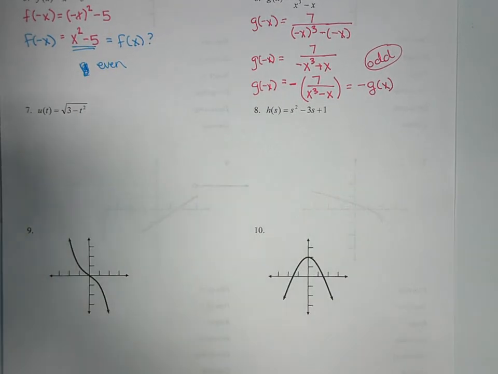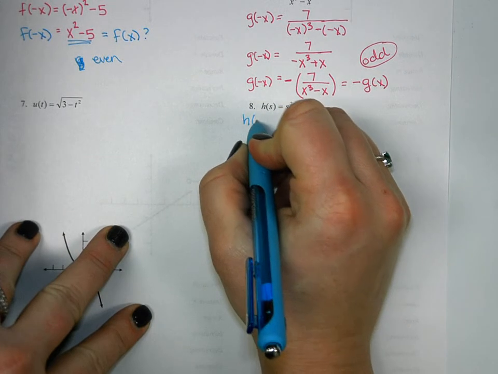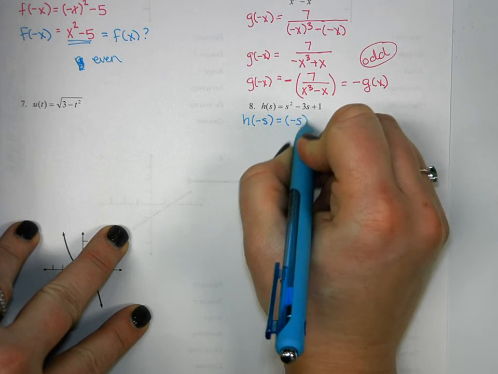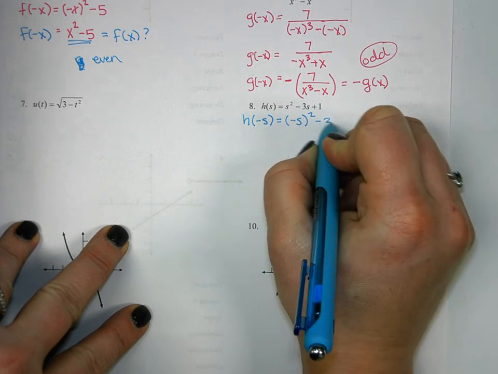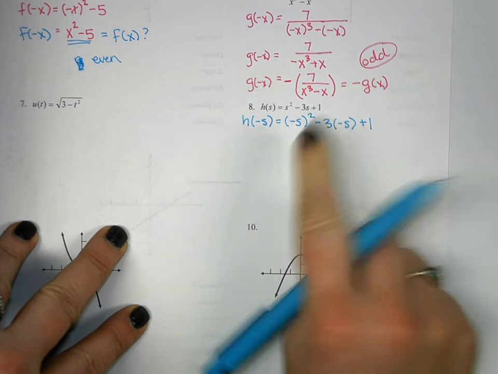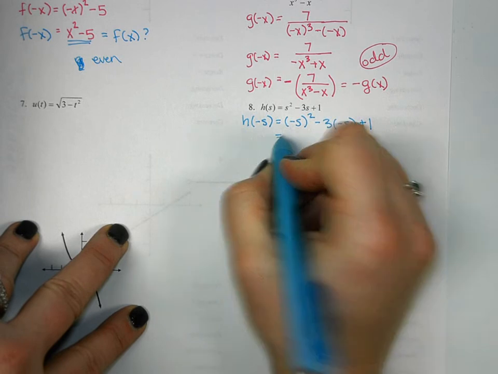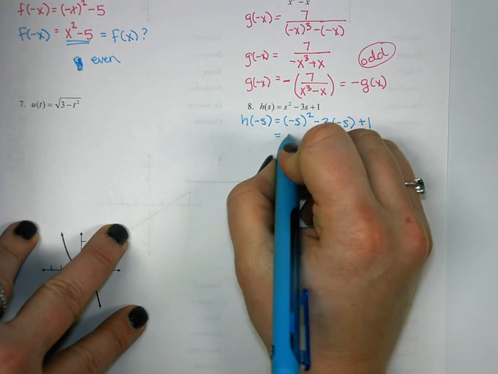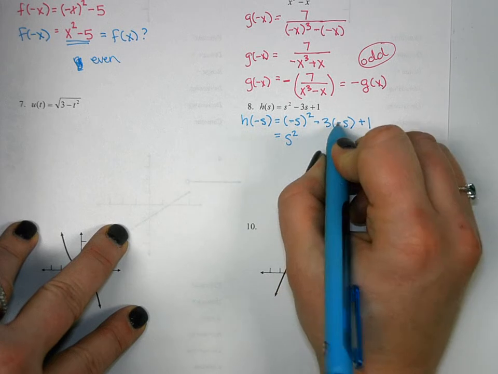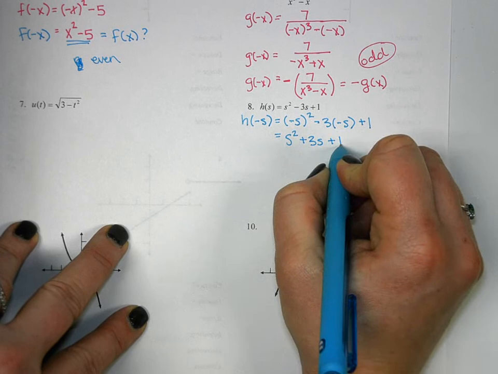So if we look at number 8, again, we're going to plug in negative s. So negative s squared minus 3 times negative s plus 1. So everywhere there was an s, we now make it a negative s. Negative s squared, so squaring a negative will make it positive. Two negatives make a positive, and the 1 doesn't change.